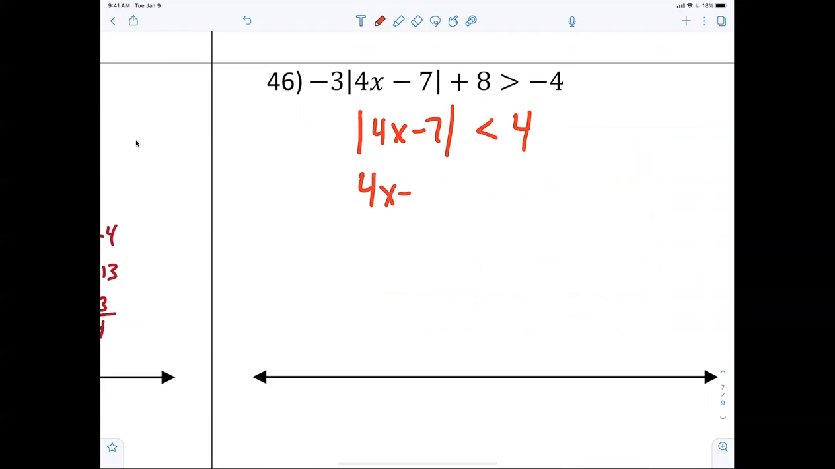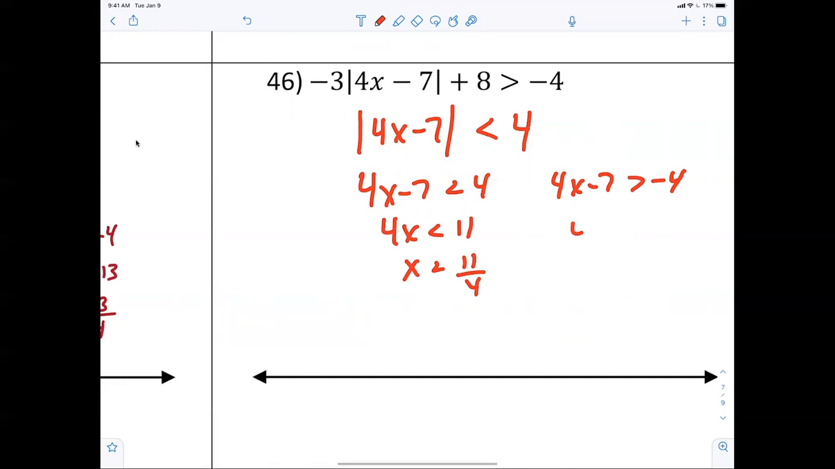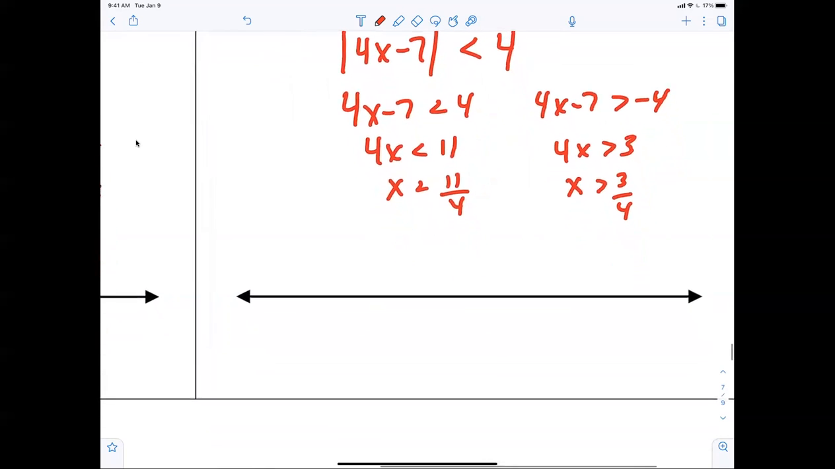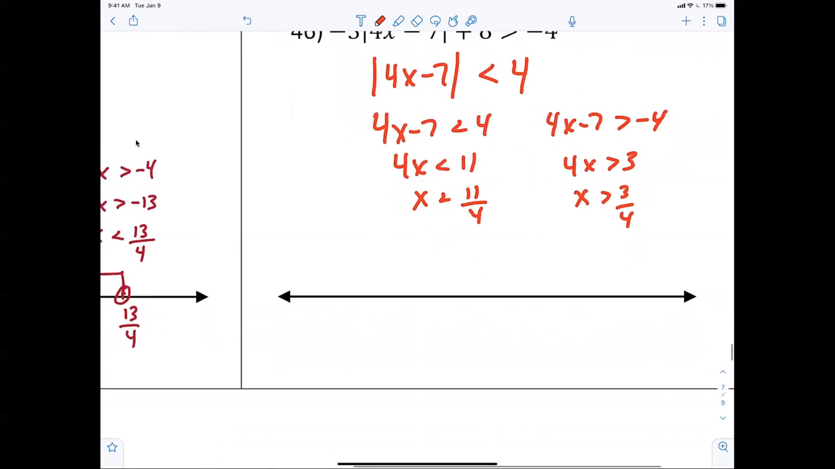So now 4x minus 7 is less than 4. 4x minus 7 is greater than -4. 4x is less than 11. x is less than 11/4. 4x is greater than 3. x is greater than 3/4. So that means everything between 3/4 and 11/4.